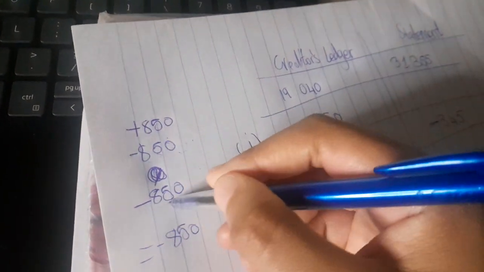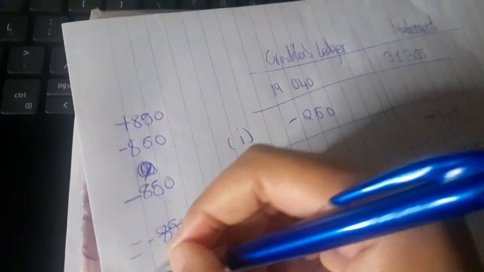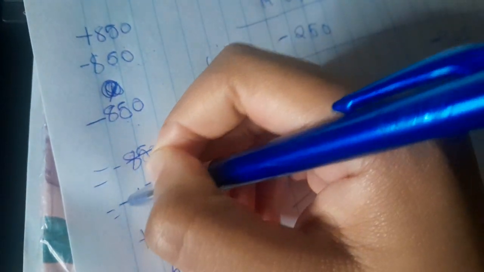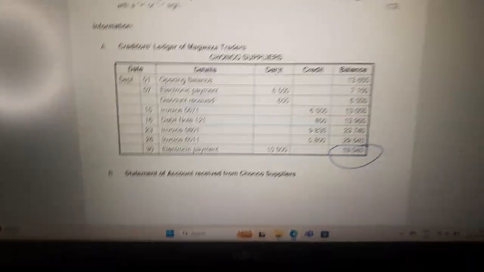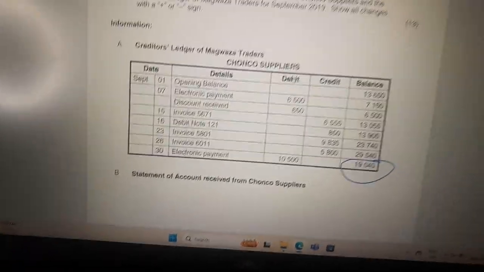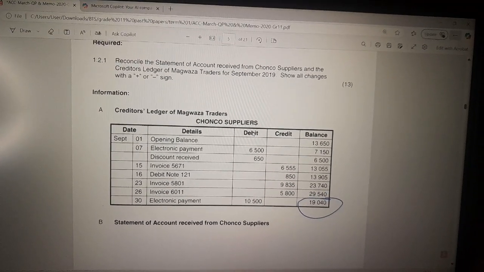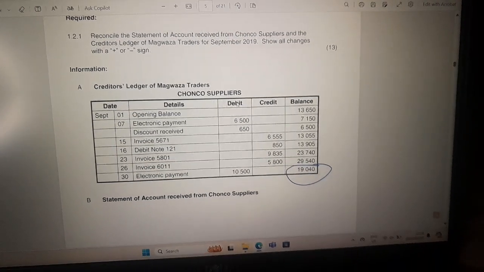So instead of just saying minus 850 minus 850, we just say 850 plus 850. This gives us 1,700. So we minus 1,700 from this 850, which is positive, in order to get the negative 850 to signify the return of goods, to make sure that it reflects on the debit side. It is very confusing, but I hope you guys can get it.